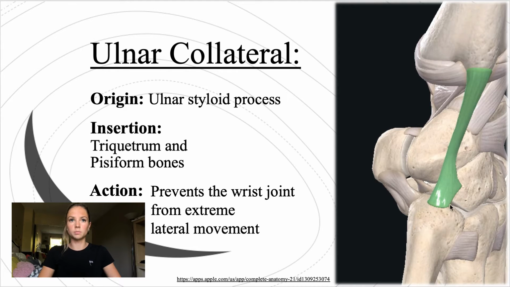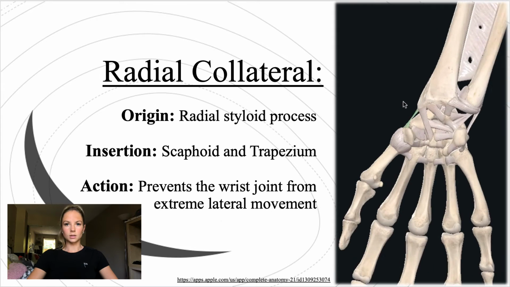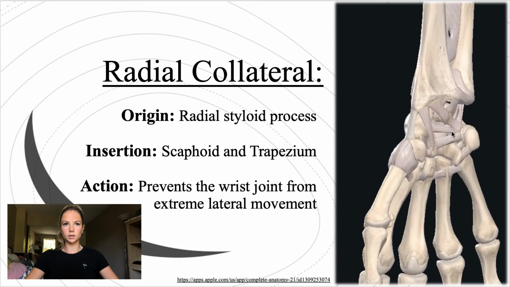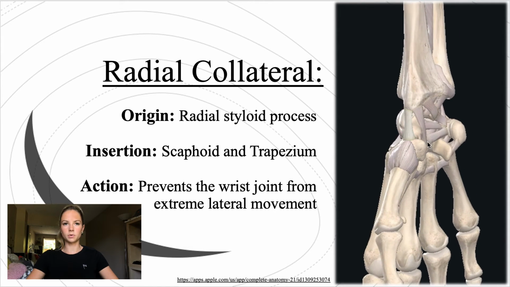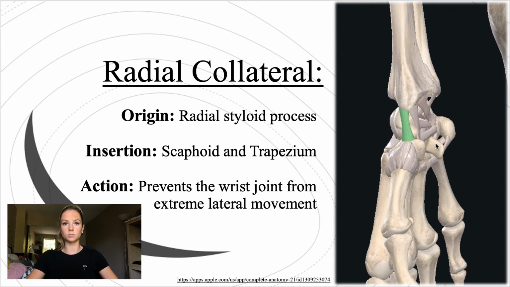on the triquetrum and pisiform bones, and it prevents the wrist joint from extreme lateral movement. Lastly, we have the radial collateral ligament, which originates on the radial styloid process and inserts on the scaphoid and trapezium bones, and it prevents the wrist joint from extreme lateral movement.